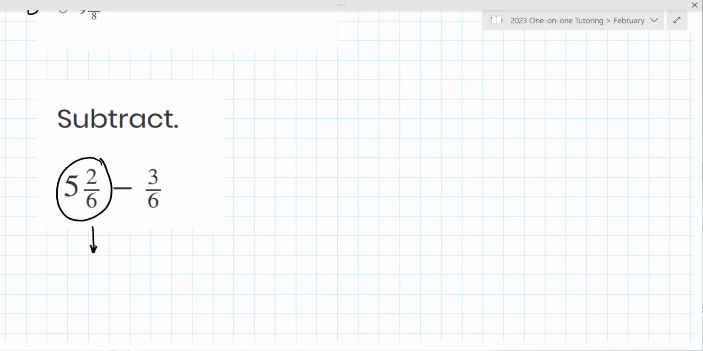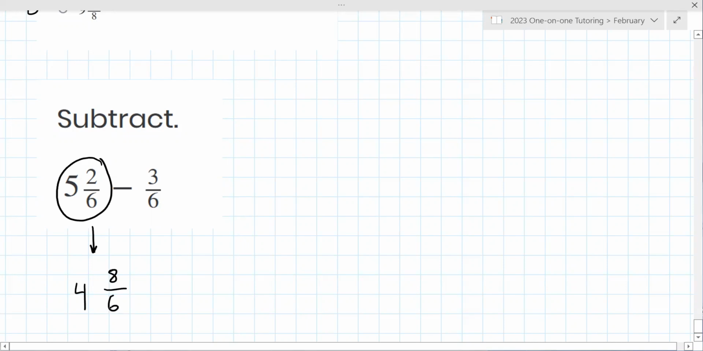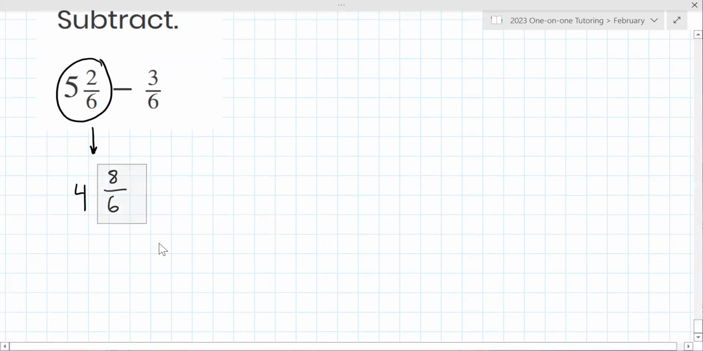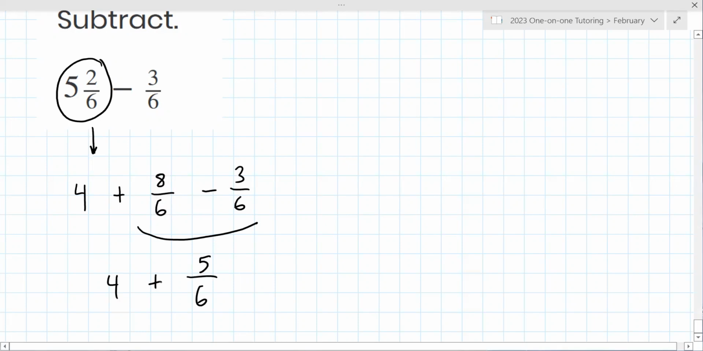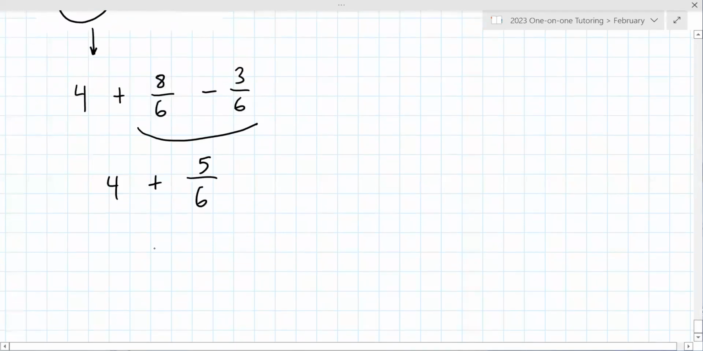Okay, I got it down. The entire answer. Okay, did you get 4 and 8/6? Yeah. Great. So here's why we did that, because it's 4 and 8/6, or 4 plus 8/6 minus 3/6. And you can subtract these fractions now. Okay. What do these fractions subtract to? 5/6. Very good. And this is your final answer, 4 and 5/6.